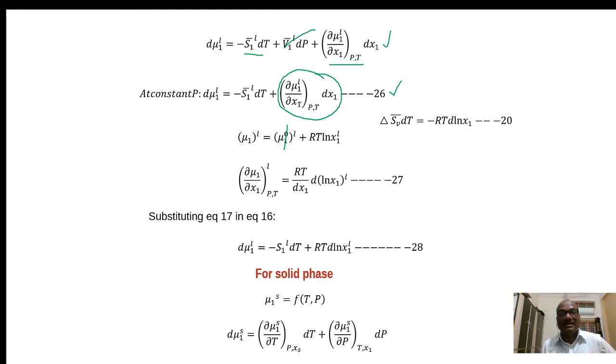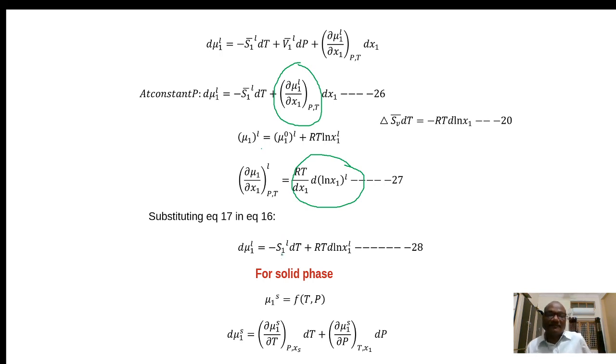Now we can substitute this in the earlier equation. So dμ1L is equal to minus S1L dT, where L means liquid phase and S1 is the molar entropy, plus RT times d/dx1 of log x1. When you substitute this, the dx1 and dx1 get cancelled. What is the remaining part? RT d log x1 in the liquid phase. So this is the change in chemical potential of the liquid phase in solution.